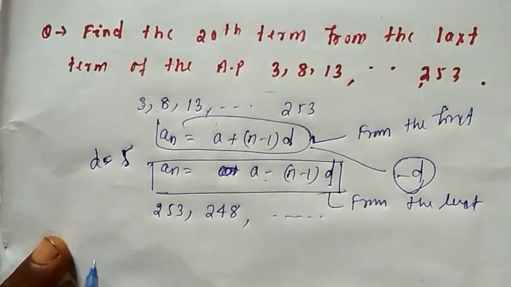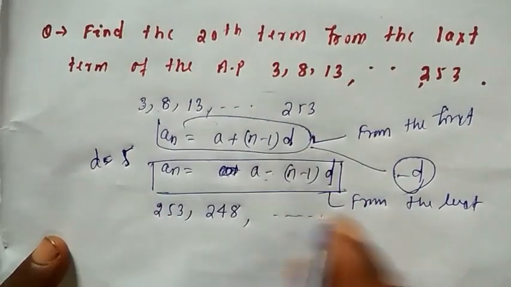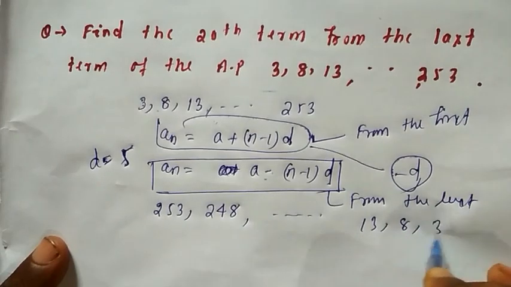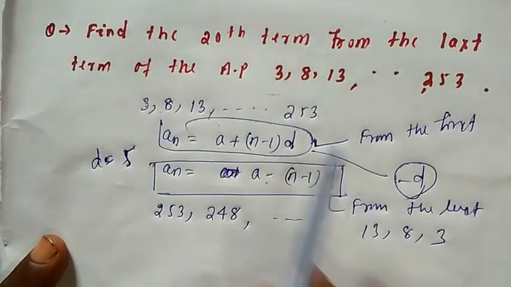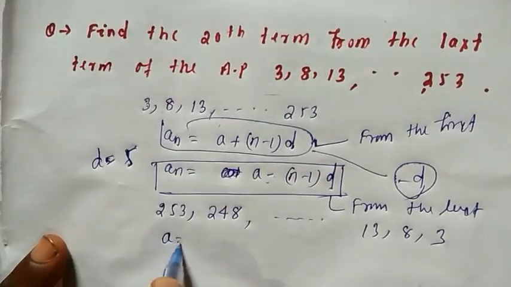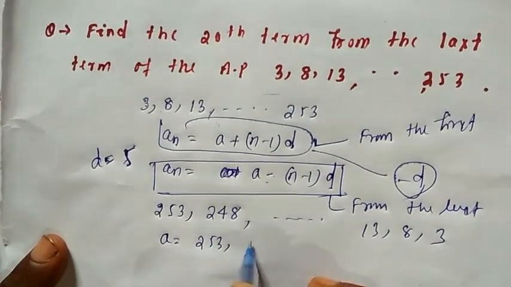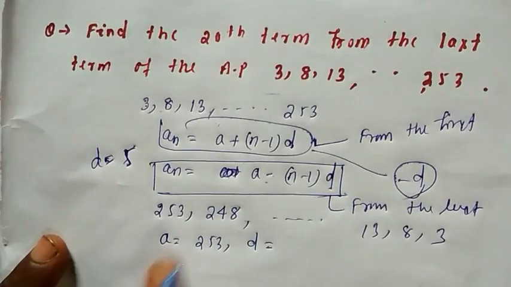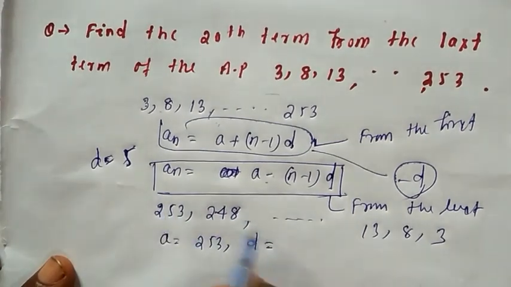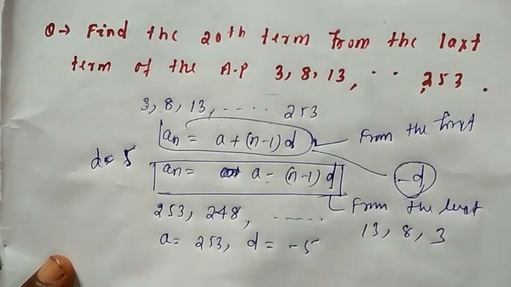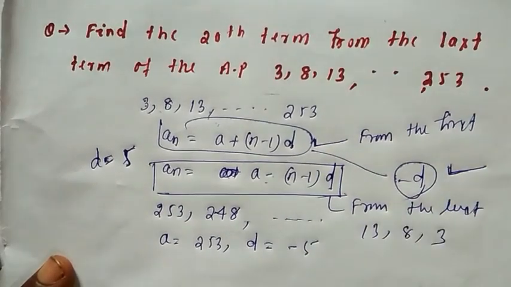If we move like that from the last, then here will be 13, 8, then 3. Just now I wrote from the first, and this is from the last. Then here, the first term will be 253. The common difference is how much? 248 minus 253 is minus 5. What I said here, the common difference is minus 5.